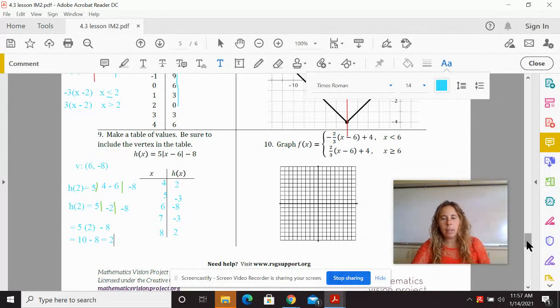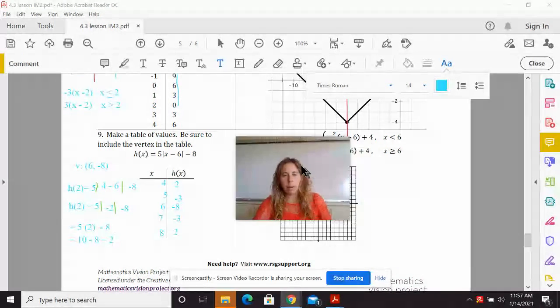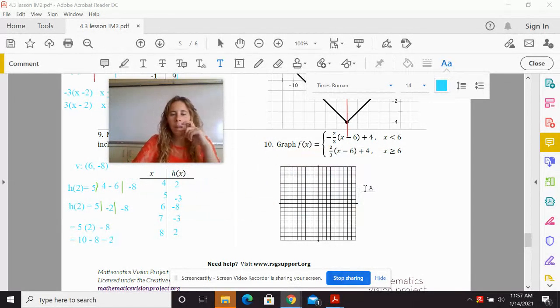Number 10. Well, this is going to be hard to do on here. Maybe I'll just walk you through it. So number 10. You're supposed to graph.